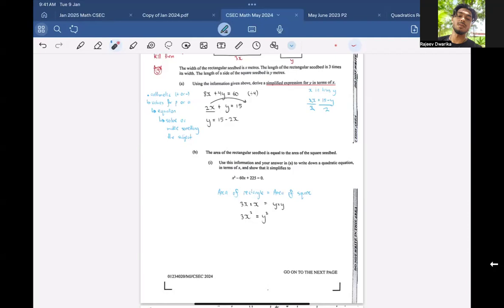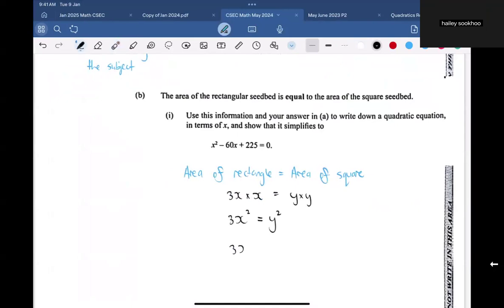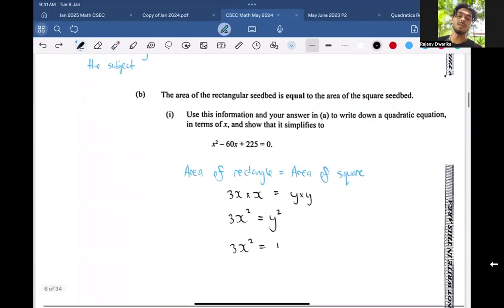Look at everything we've done so far. Is there anything we could replace y with? With 15 minus 2x. Yes. That is why we express y in terms of x. So what is another way I could write y? What is y equal to? 15 minus 2x. Yep. And this is another mistake students could make. Some people could do this. Is that correct?